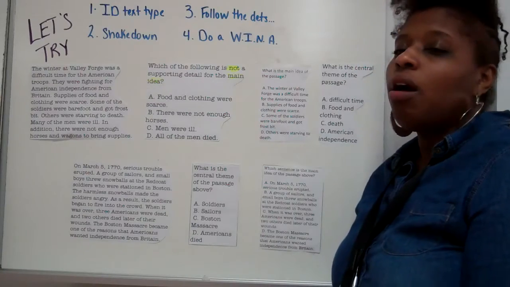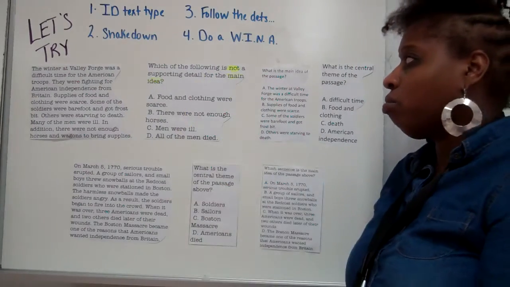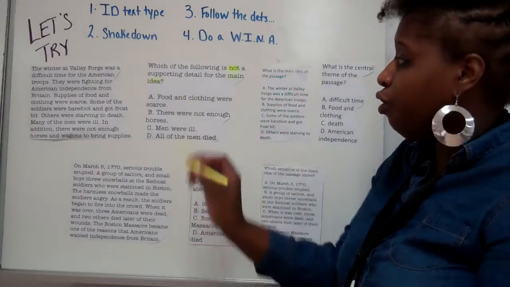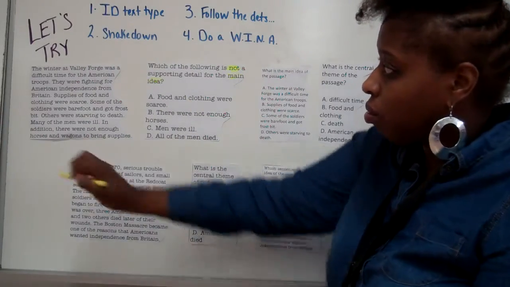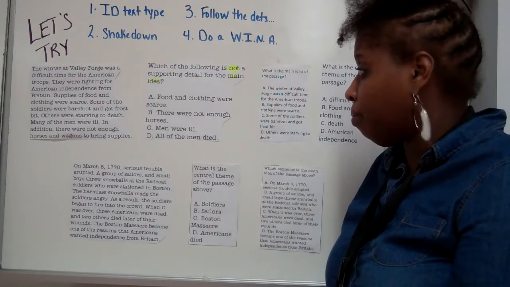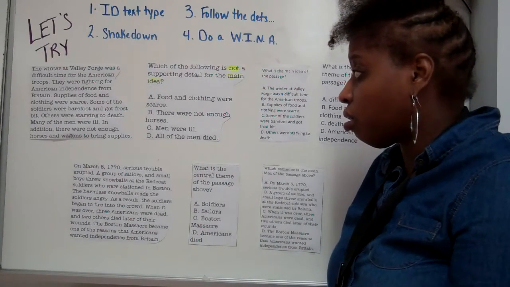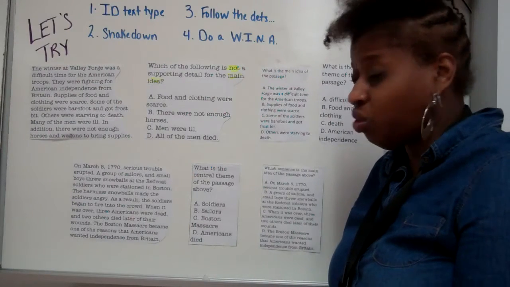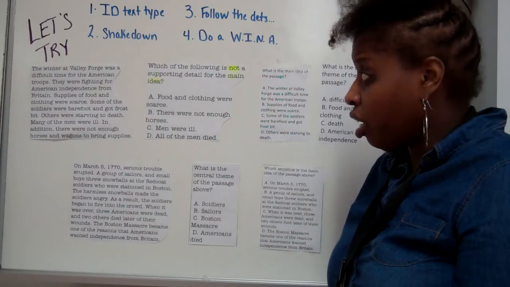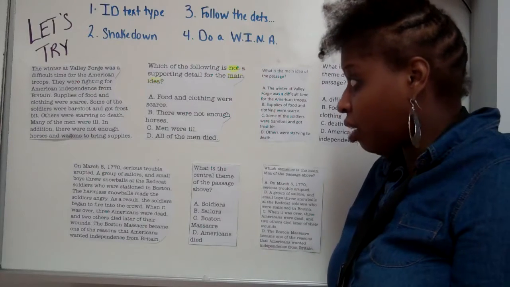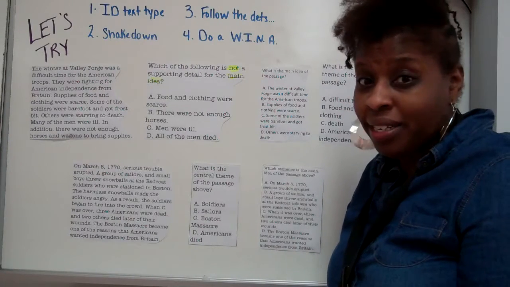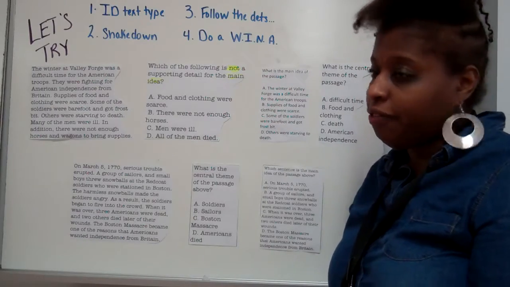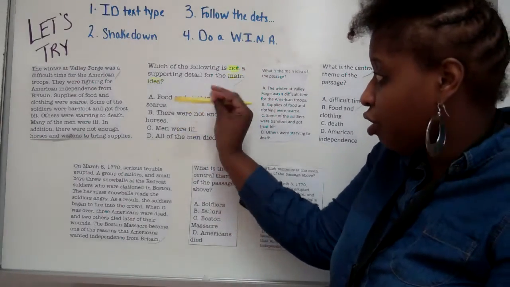So what details support that main idea that it was difficult? Food and clothing were scarce. That would make it a difficult time. There were not enough horses. That would also make it a difficult time, wouldn't it? Men were ill. That would make it a difficult time. All the men died. Would all the men dying really make it a difficult time more than these three?